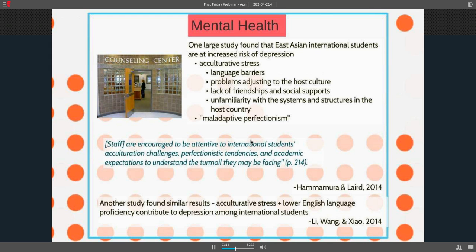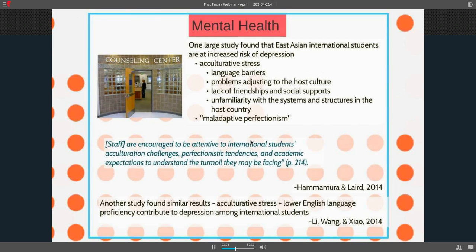And so the researchers encourage staff to be attentive to, of course, their acculturation challenges, but also really to pay attention to that perfectionism piece. So when we're working with students of concern, we can start thinking about the perfectionism piece and maybe asking some more questions about academics to see if they might be at greater risk of depression because of this. Another study did not look at the perfectionism piece, but they looked at acculturative stress and also language ability. And they found, unsurprisingly, that lower English language proficiency also contributed to depression, and they think that's because of the difficulties of communication. And also, if you have lower proficiency, you're less likely to seek help from an English-speaking counselor.